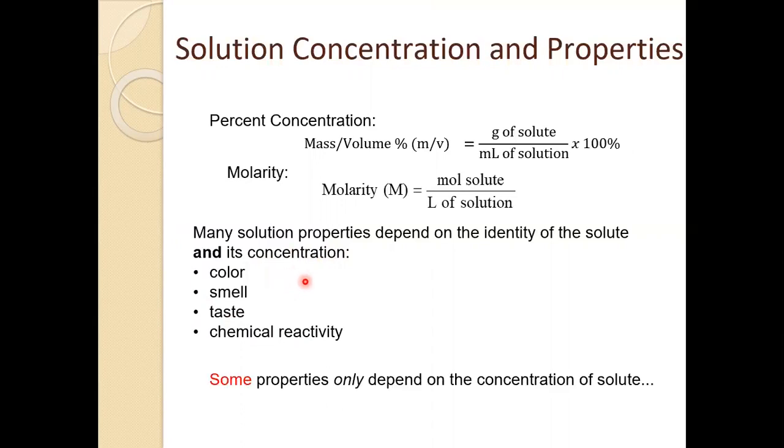But there are some properties, and these are the properties we're going to concern ourselves with in this chapter, some properties which only depend upon the concentration of the solute. In other words, these properties do not depend upon the identity, or what that solute actually is. They only depend upon the concentration of that substance. And these properties which only depend upon the concentration of solute, not its identity, are called colligative properties.